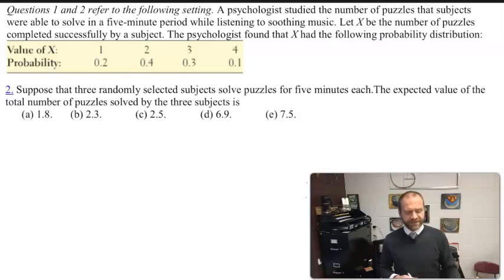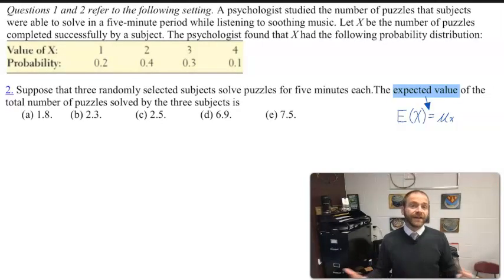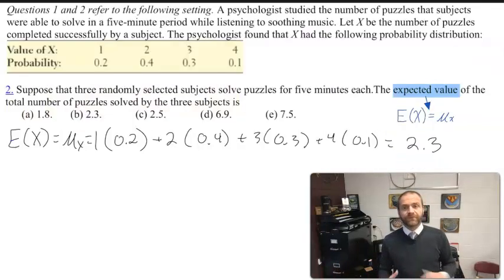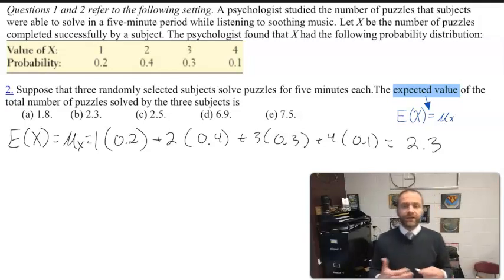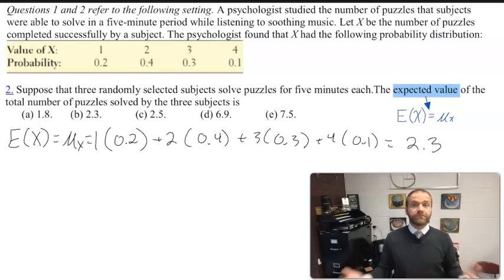The first thing I'm going to notice is that it says find the expected value. So that's the mean of my random variable X. Okay, so that's easy. I'm just going to go ahead and calculate that. Remember, what you do is you take your value, you multiply by its associated probability. You do that for all of them, and then add them together. I get 2.3, which is choice B.